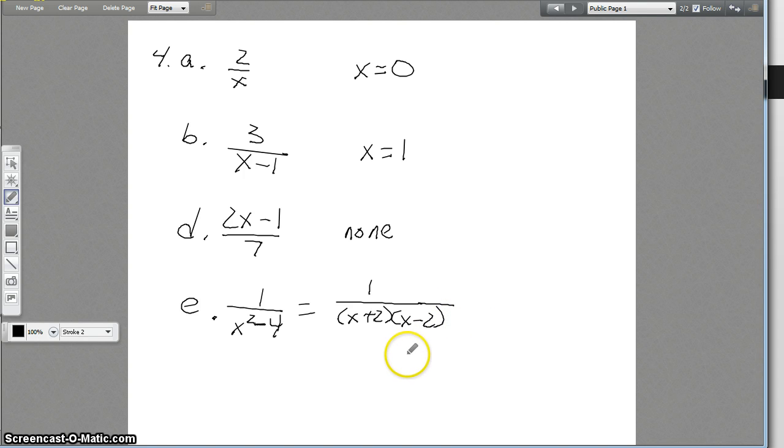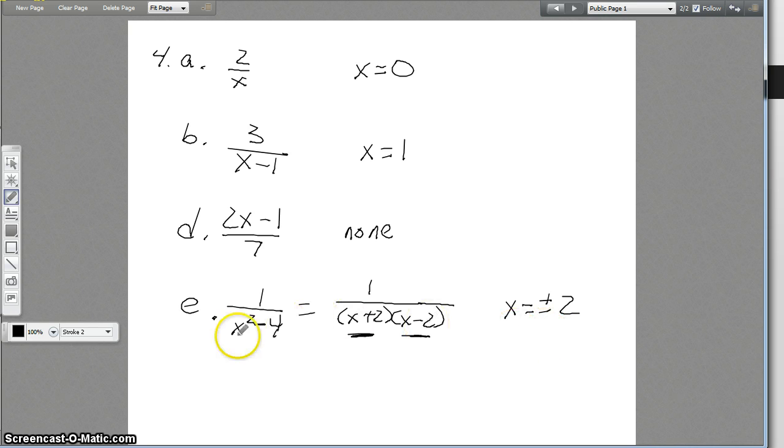So looking at this, it's easy to see what values x cannot be. Our first parentheses will become 0 if x equals negative 2. Our second parentheses will be 0 if x equals positive 2. So x equals plus or minus 2, and you can write plus 2 comma minus 2. Those are the values that x cannot be, because if x equals plus 2 or minus 2, our denominator will be 0.